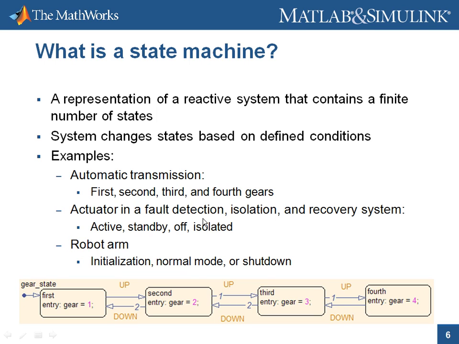For example, a fault management system. You could use a state machine to control whether a component should be isolated or turned off because that component is considered too faulty. Or we could have a robot arm where the state machine can represent the different operational modes of the robot.